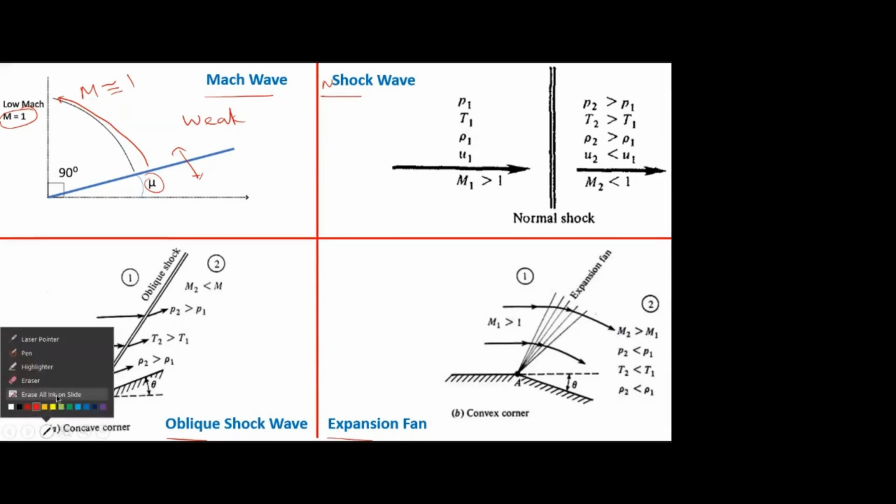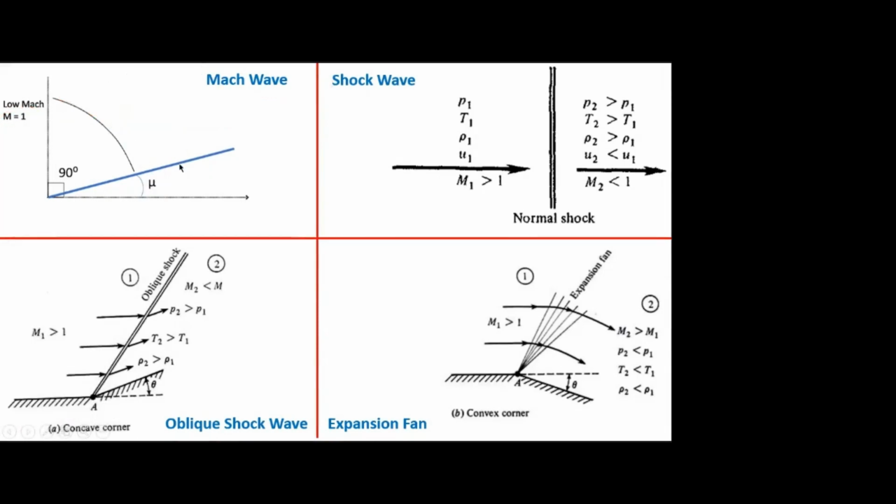Very weak wave, just a pressure wave. It won't affect the properties and all. Simply it will appear. And these two are the strong compression wave. Okay, normal shock wave, oblique shock wave, strong compression wave. So it will compress the flow. So this will convert high Mach number to the low Mach number. So it will decelerate the flow. So once the Mach number and velocity decrease, all the pressure, temperature, density will increase.